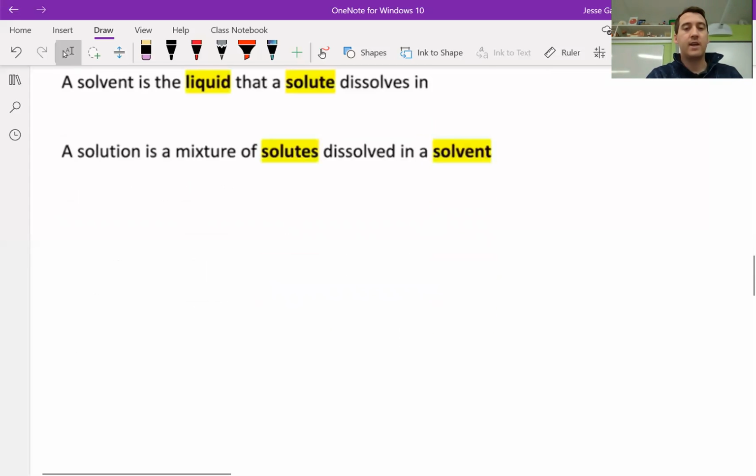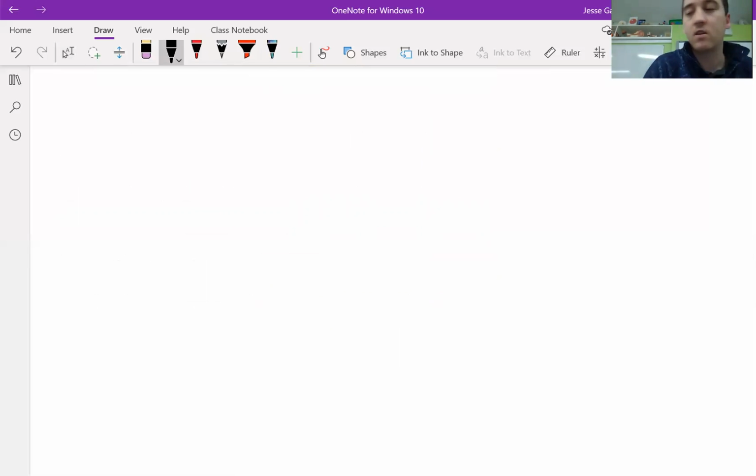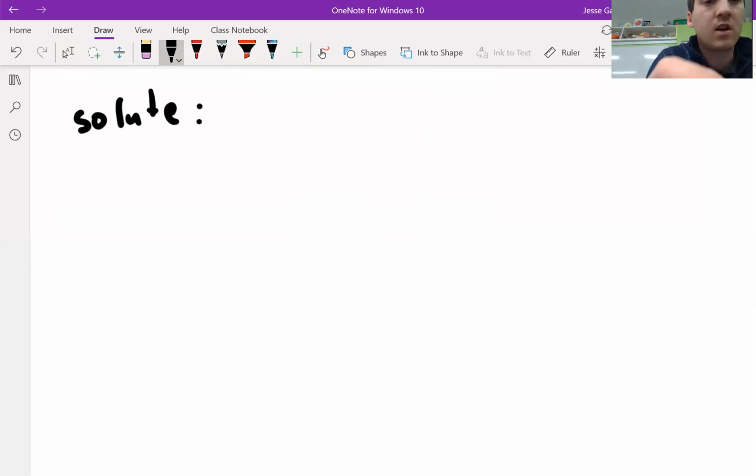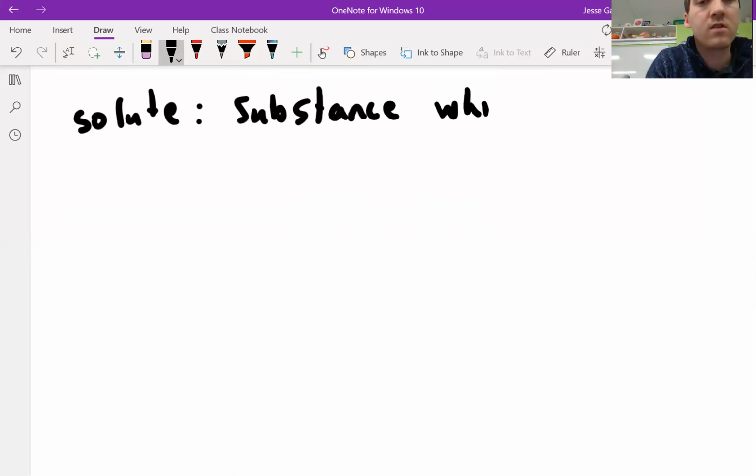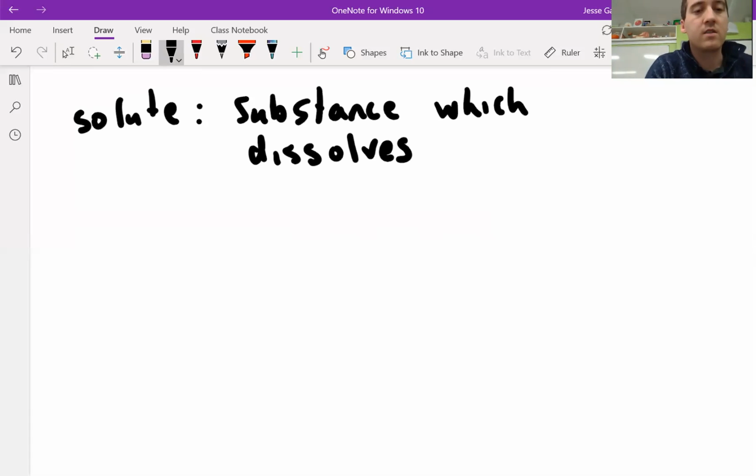Good. So at this stage, we might take down the meanings of some of the key words. The first one we might take down is solute. What is the solute? The solute is the substance which dissolves in the solvent. That's the solute.